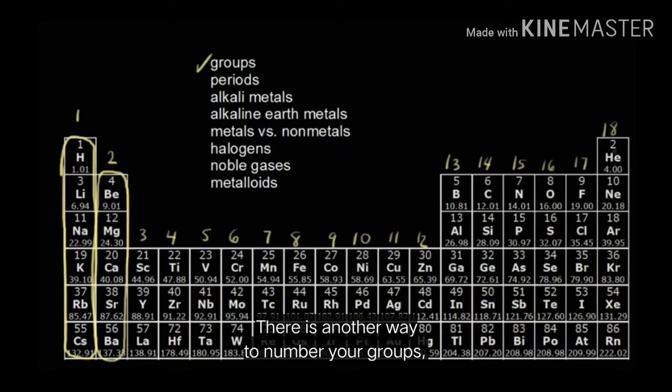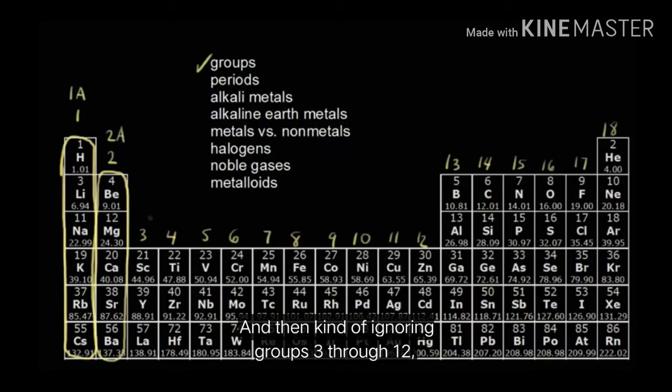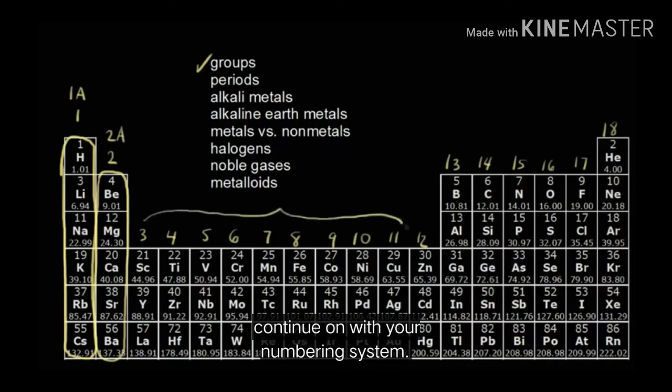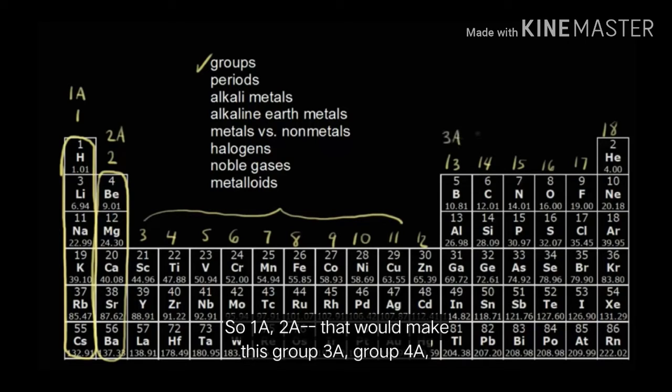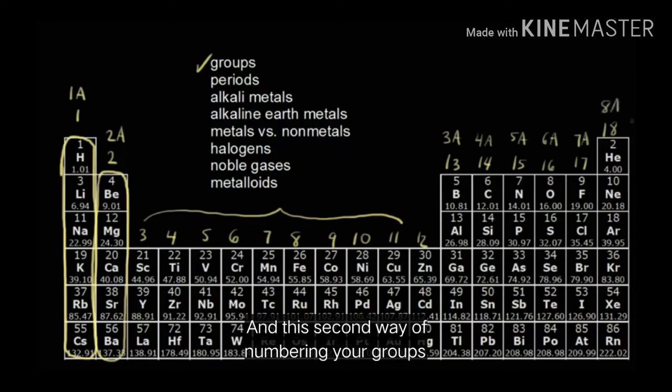There is another way to number your groups, and that would be to say that group 1 is group 1A, group 2 is group 2A. And then, kind of ignoring groups 3 through 12, continue on with your numbering system. So 1A, 2A, that would make this group 3A, group 4A, group 5A, group 6A, 7A, and finally 8A. And this second way of numbering your groups is useful when you're thinking about valence electrons.